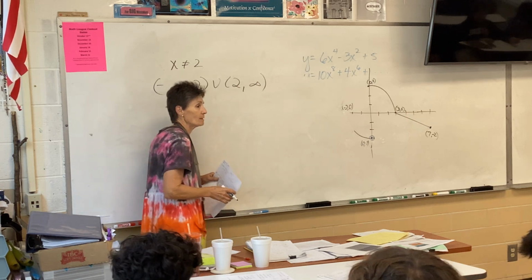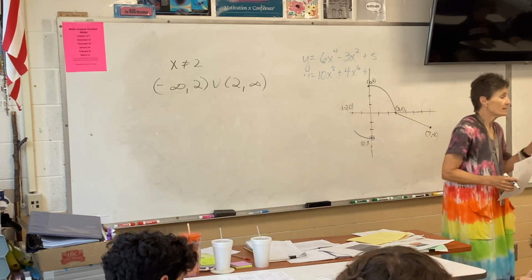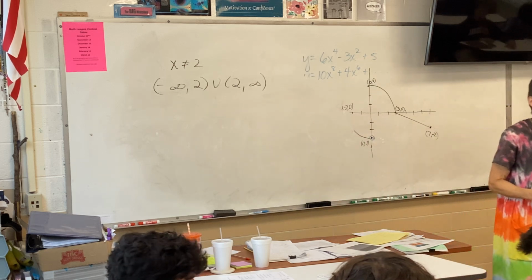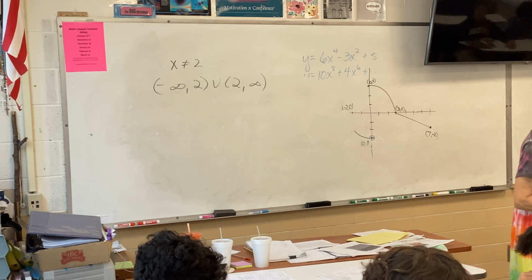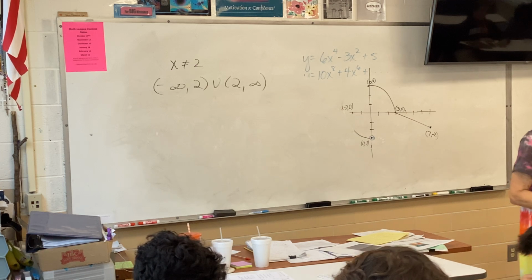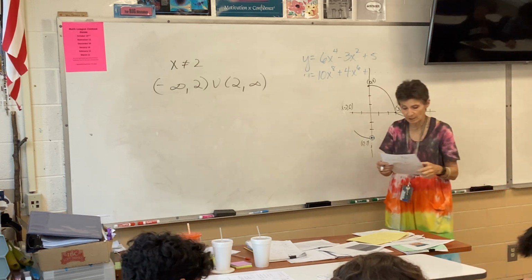What's your domain for B? Everything, negative infinity to infinity. Because what bothers us? Denominators bother us, and so do radicals. And if you don't have a square root, and you don't have a denominator, then you are good to go.